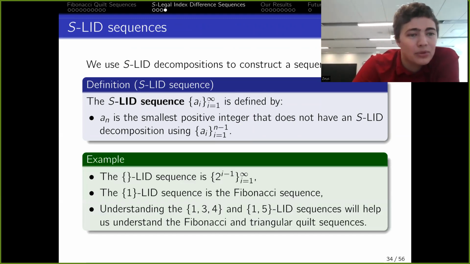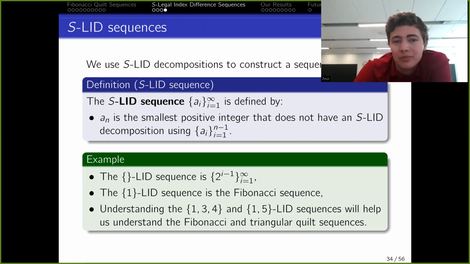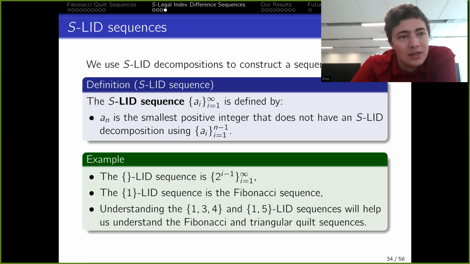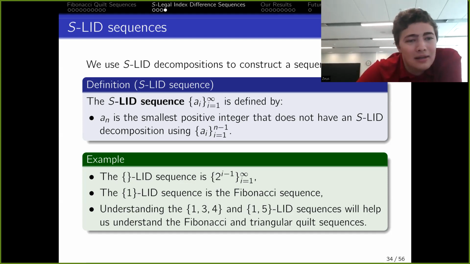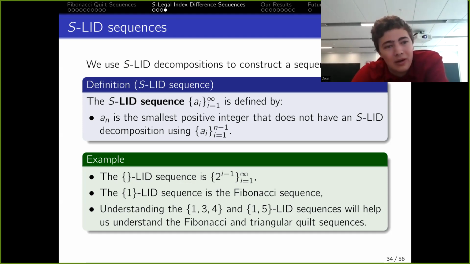So we have some examples based on what we've already talked about. The 1 lid sequence, for example, will just be the Fibonacci numbers. This is the interpretation of the Fibonacci numbers that we started this whole talk with. Similarly, the 1, 3, 4, and 1, 5 lid sequences will be the Fibonacci and triangular quilt-like sequences. So understanding these should help us understand the recurrences in these quilts.